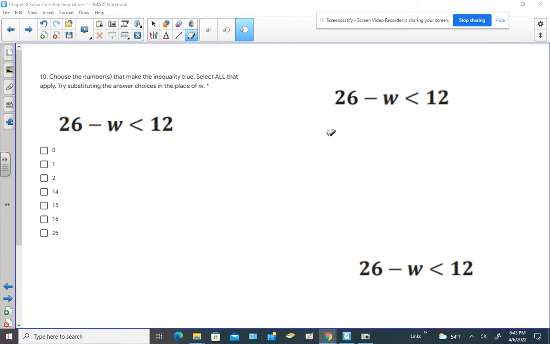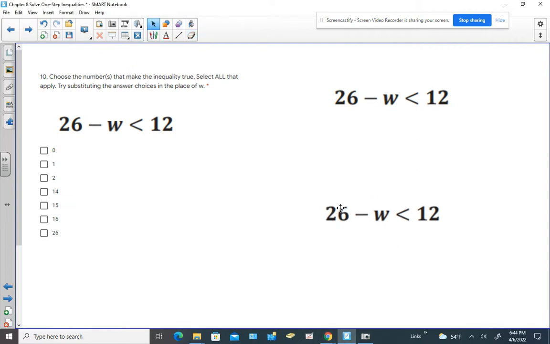This is not W minus 26 is less than 12. It's 26 minus W is less than 12. And this is a little tricky to solve algebraically. You'd have to have full understanding of how to add and subtract integers, and even how to divide integers. So since we don't have the skill as sixth graders to do that, your better strategy for this type of question is to actually substitute in the values.